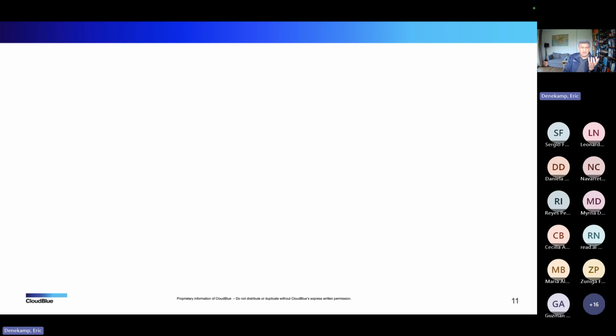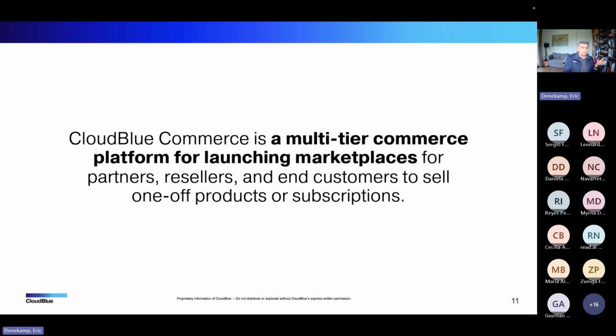So let's check out the definition of our platform. CloudBlue Commerce is a multi-tier commerce platform for launching marketplaces for partners, resellers, and end customers to sell one-off products or subscriptions. That simply means that CloudBlue Commerce allows us to manage our indirect and direct sales channels more efficiently.